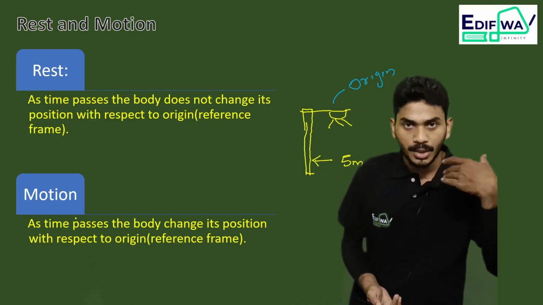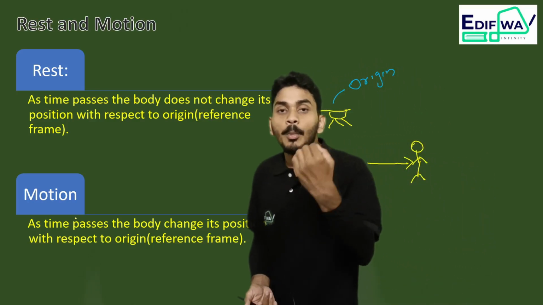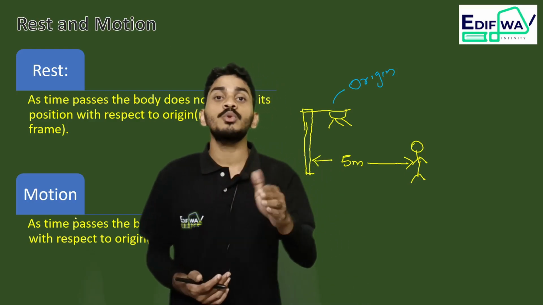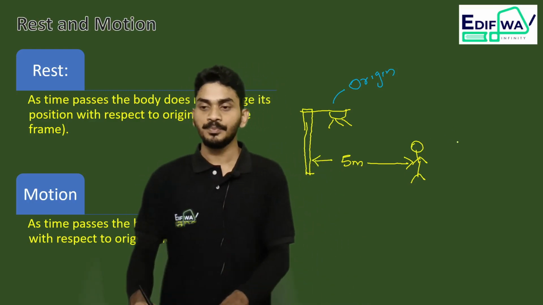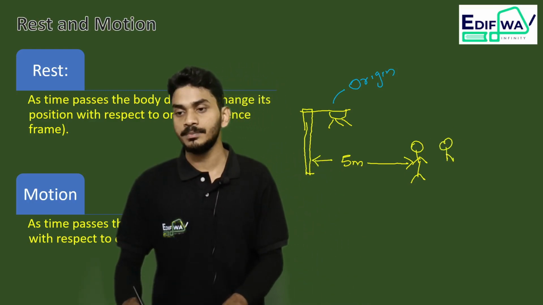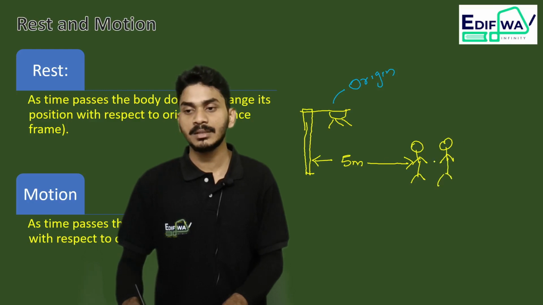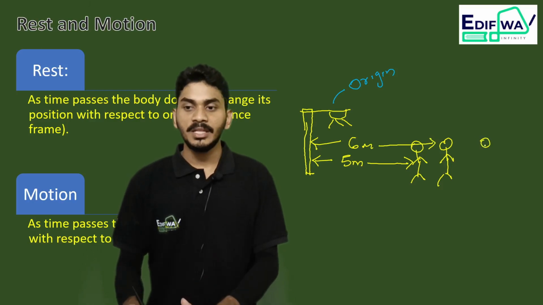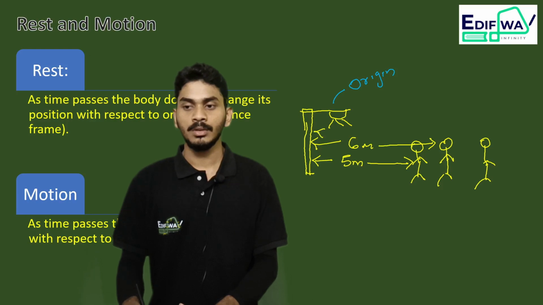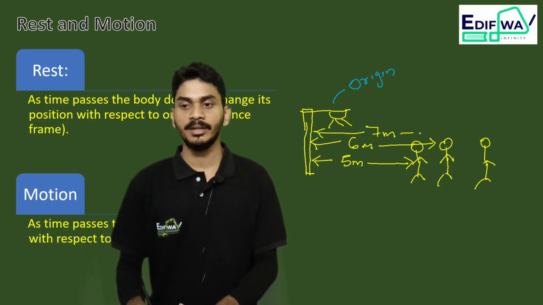Clear? Now, the boy started to walk to his house. Think so. So the boy is walking now. What happens? Yes, the distance will increase to 6 meters. After some time, again the distance will increase to 7 meters. Alright?